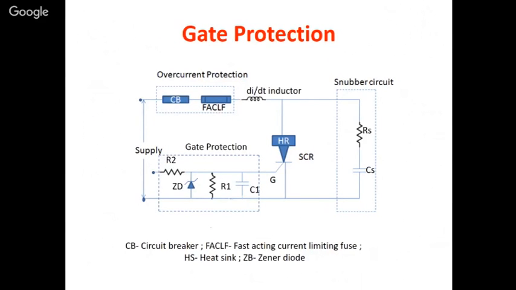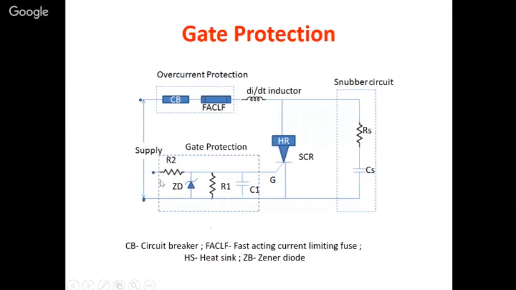And next, gate protection is there. For protection you have the circuit breakers, fast acting current limiting fuses. Then for di/dt protection, you can have the inductor. The snubber circuit is this. The heat sink is also there. So with that, this is a gate protection circuit.